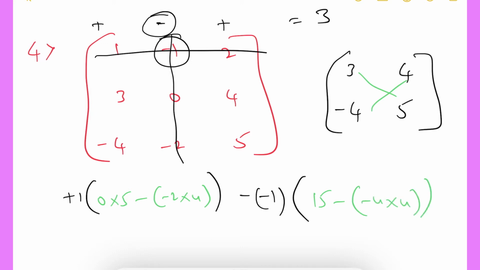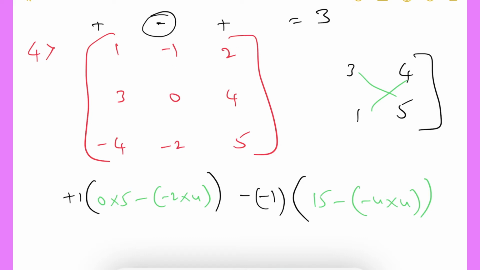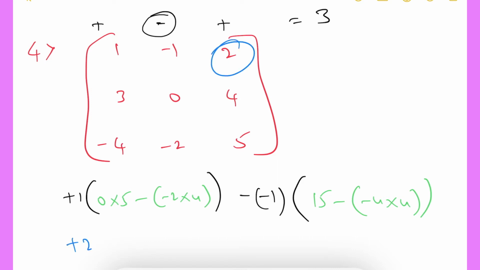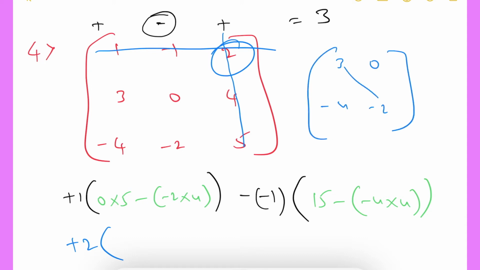Next, third element in the first row. Third element in the first row is 2. So for that, plus symbol should be there. So plus 2 into. Now remove the total column as well as total row. Then we remain with 3, 0, minus 4, minus 2. If you determine, 3 into minus 2, minus 4 into 0. Okay, this is the process to find the determinant of a 3 by 3 matrix. Now let us simplify this.